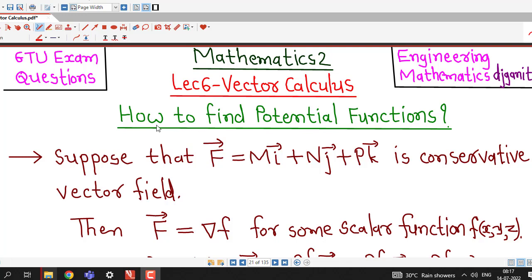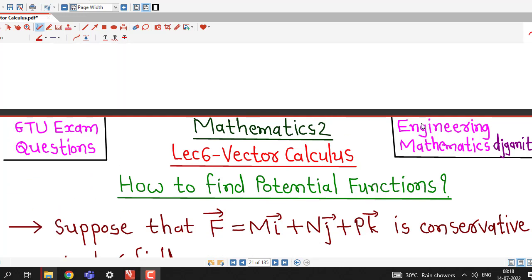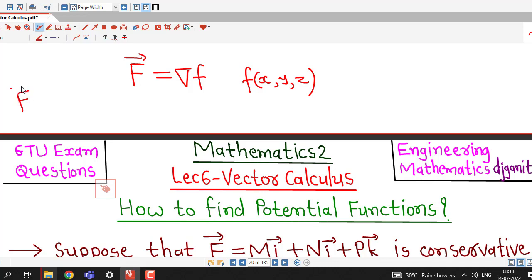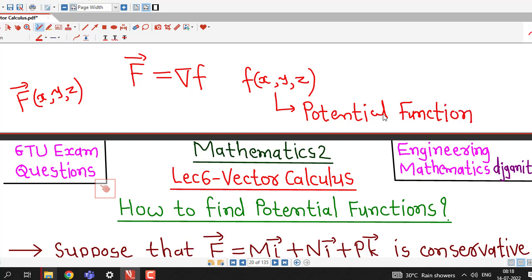In this lecture, we will discuss how to find potential functions for conservative vector fields. We have already discussed conservative vector fields and potential functions. We know that if our vector field f bar can be written as the gradient of some scalar function, say f, which is a scalar function of three variables x, y, z, provided our function f bar is also a function of three variables x, y, z, then this scalar function f is called the potential function for the vector field f bar, which is conservative. And we have seen how to test whether our vector field is conservative or not.